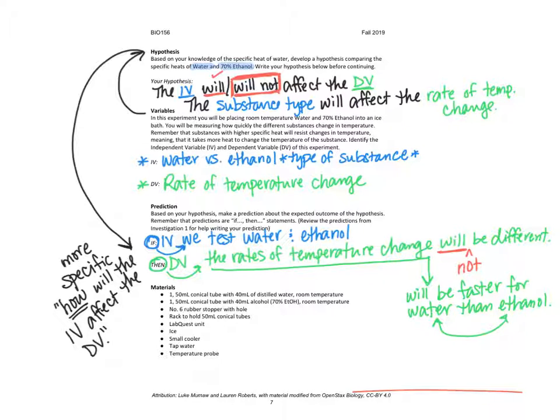So these are all valid predictions. The part that says they will or will not be different is actually pretty generic. It's better if you add something more specific to your prediction, because your prediction is what you think is actually going to happen.